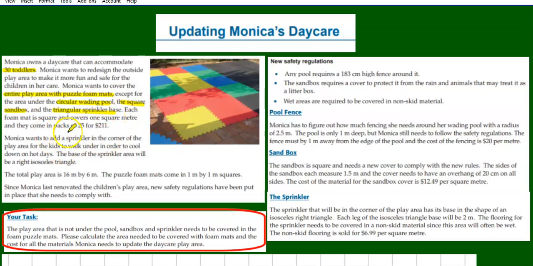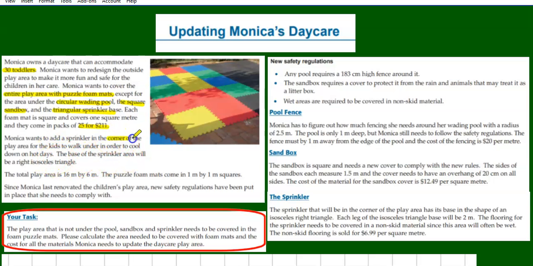Each floor mat covers 1 square meter, and it's $25. No, it's $211 for 25. So we buy them in packs of 25. So how many packs of 25 are we going to need? So we basically have a play area, and we have to cover with mats, but we're not going to cover the pool, the sandbox, and the sprinkler.